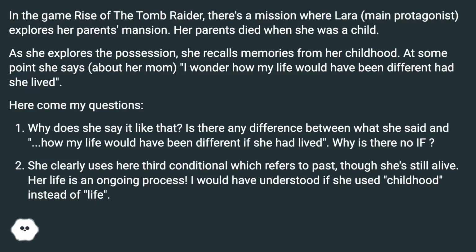Here come my questions. Why did she say it like that? Is there any difference between what she said and "how my life would have been different if she had lived"? Why is there no "if"? She clearly uses here the third conditional, which refers to the past, though she's still alive. Her life is an ongoing process. I would have understood if she used "childhood" instead of "life."